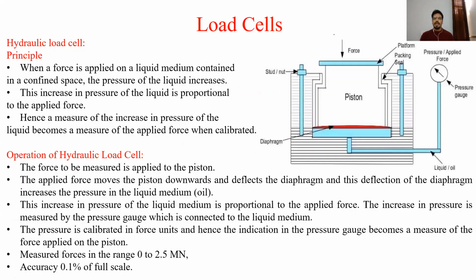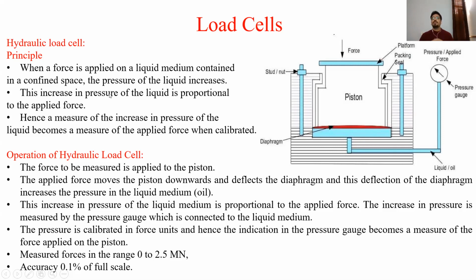So first we will discuss hydraulic load cell. This is the diagram of the hydraulic load cell. The parts of the hydraulic load cell are the platform on which we have to apply the force, and the piston. There is a diaphragm which is connected to this piston, and there is an area which is filled with a fluid, and this fluid has some pressure, and the pressure is indicated by this pressure gauge.